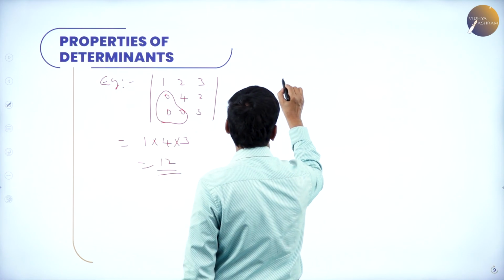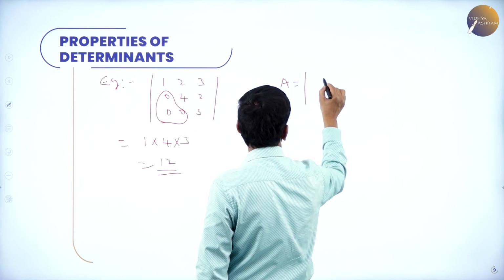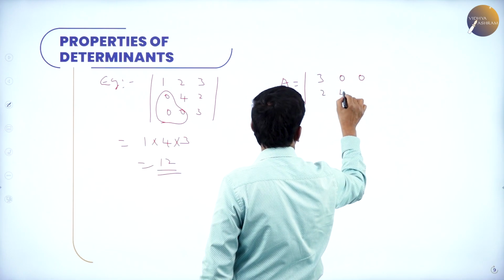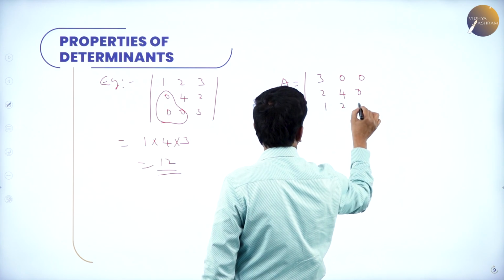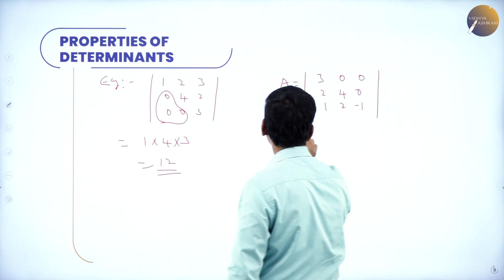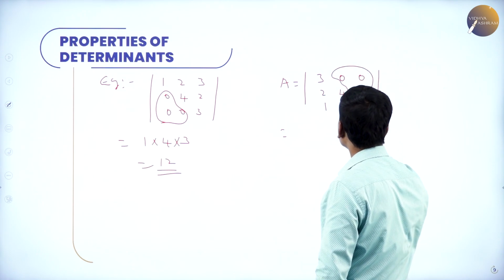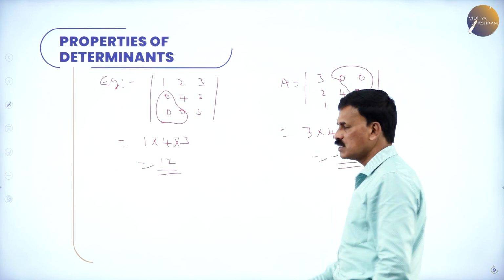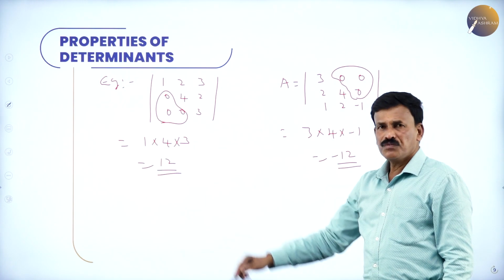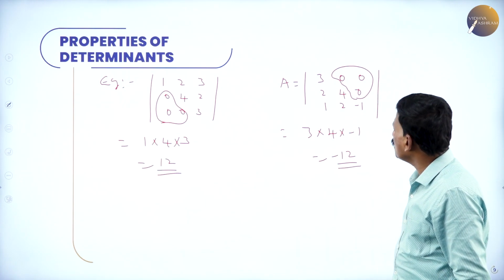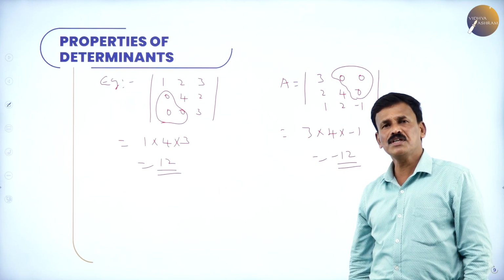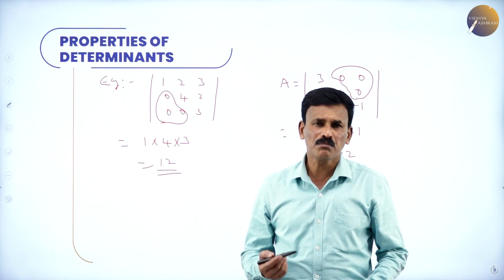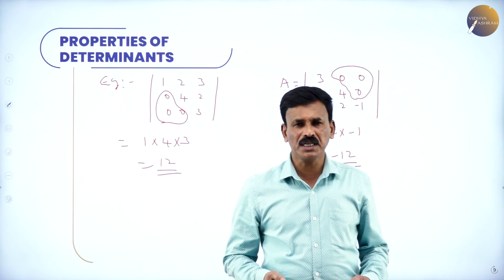Suppose one more example. If determinant of A is equal to, see if it is like this, 3, 0, 0, 2, 4, 0, 1, 2 and minus 1. What we will get? So since all the elements above the principal diagonal are 0, therefore this is equal to 3 into 4 into minus 1, this is equal to minus 12. That's it. So if all the elements below the principal diagonal or all the elements above the principal diagonal are 0, then the value of a determinant is equal to the product of the principal diagonal elements. That is upper triangular and lower triangular matrices. Now let us come to the next property.